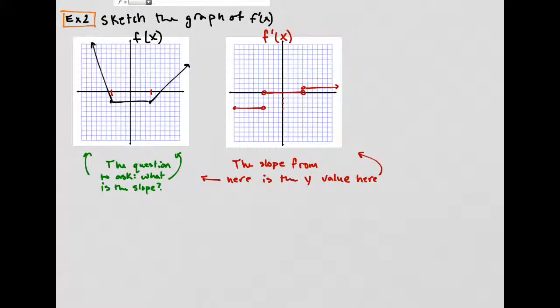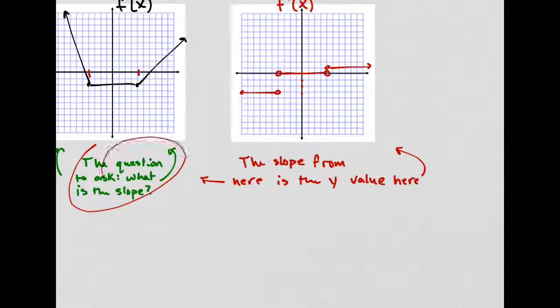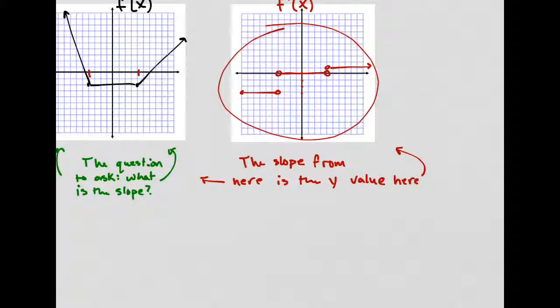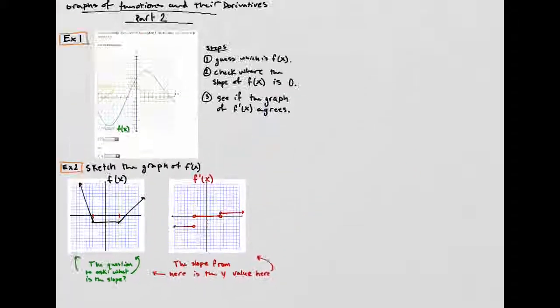So there you go. The question to ask is, what is the slope? And then the slope from this is the y value here. Okay? That's the key part of this.